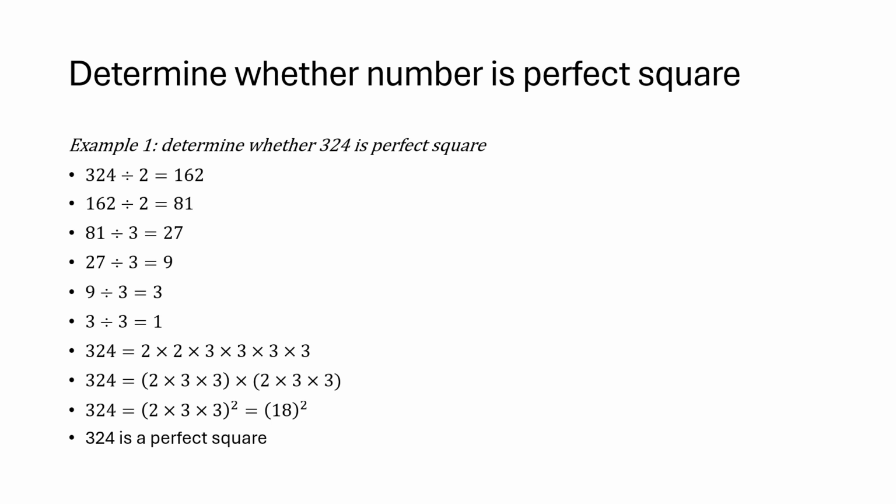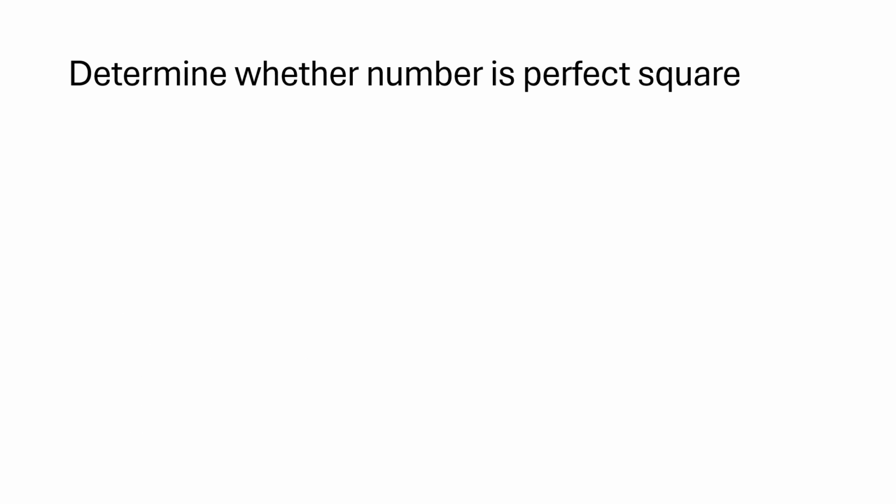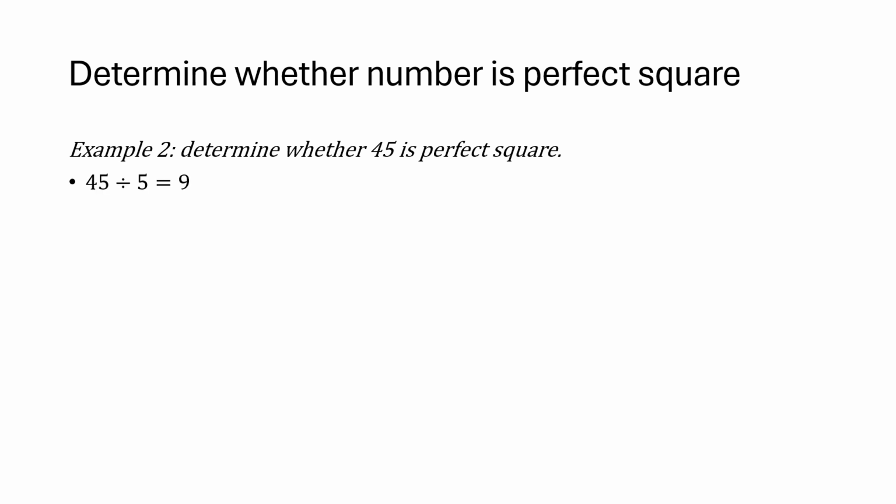So for the next example, I will use 45. We try to determine whether 45 is a perfect square. So we can divide 45 by a prime factor. For example, I divide 45 by 5, so we get 9.